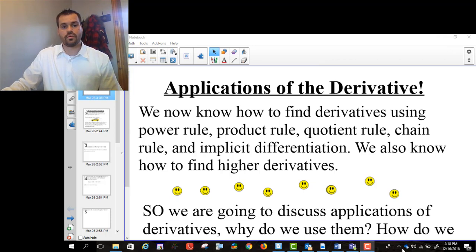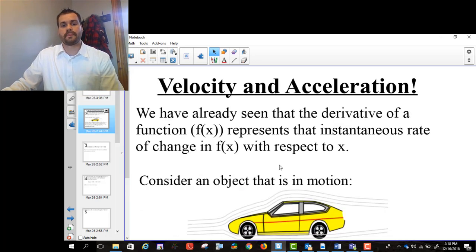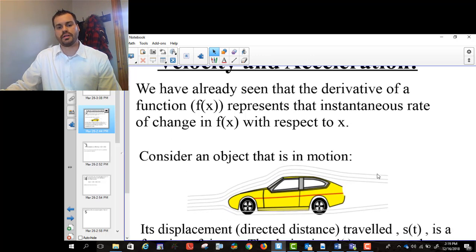So here's what we're going to think about. If you take velocity and acceleration and you think about them as rates, because they are, velocity is meters per second, acceleration is meters per second squared typically, then you can imagine that they must be the derivative of something, because the derivative is the instantaneous rate of change. So we've already seen that, right? The derivative is the rate of change.